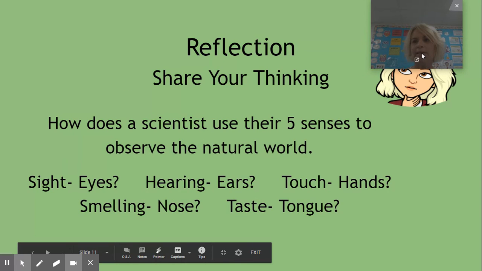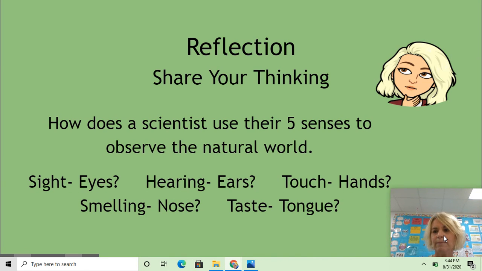Now, before we get to our Google Meet time, remember I want you to read on your own about the 5 senses. And then when we get to our Google Meet, we're going to share out. This is what I want you to share, so be prepared. Share your thinking when we get to the Google Meet. How does a scientist use their 5 senses to observe the natural world?